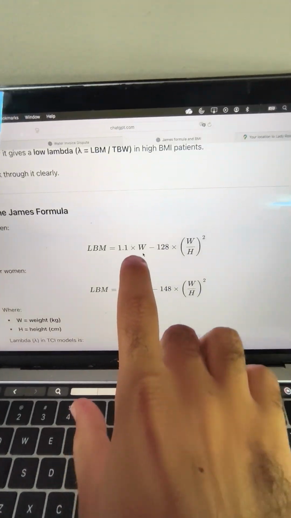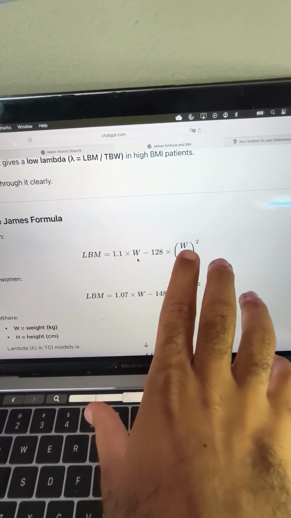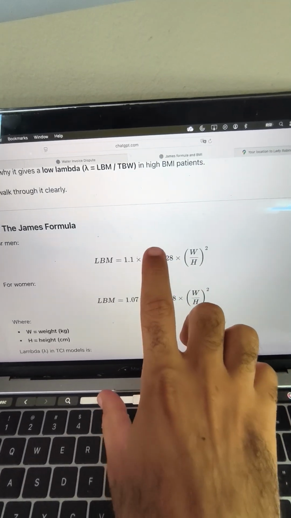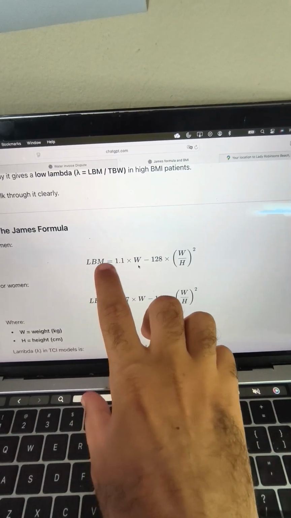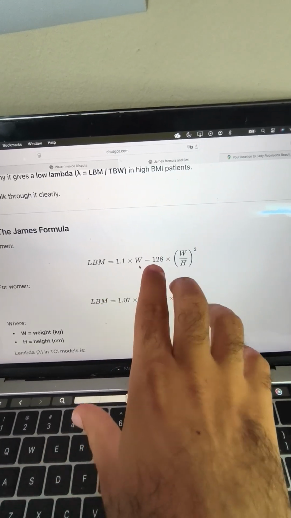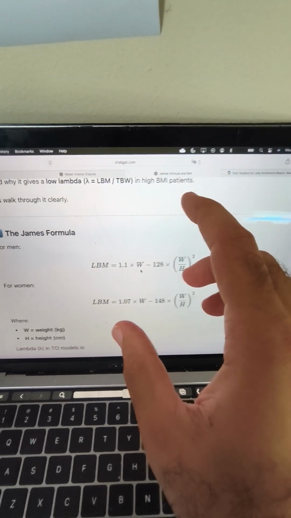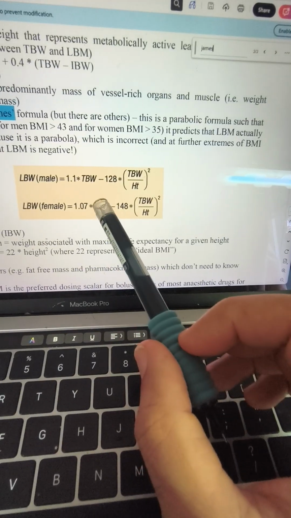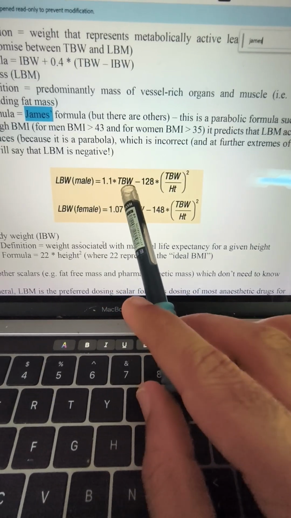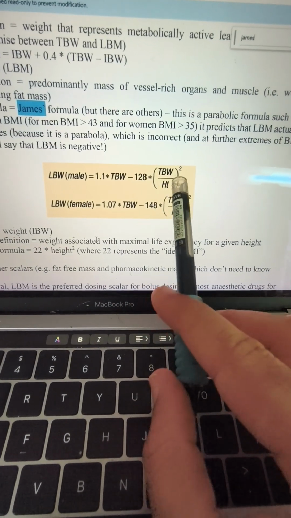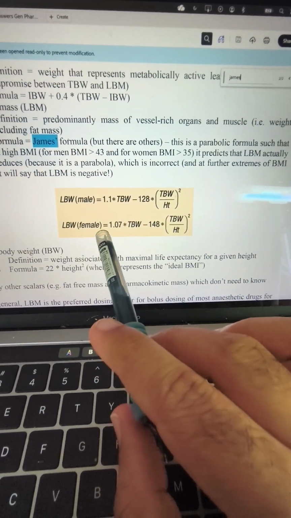The reason why that happens is because lean body mass in the James formula is 1.1 times W minus 128 times W over height squared. Now, if you have someone who's really fat, this number goes up, but this number goes up crazily, so you get a negative number and the lean body mass is really low. Obviously, when someone is fat, they have increased total body weight and also increased lean body mass, so that doesn't work. We need this equation for a different question, but it's important to know lean body weight is 1.1 times total body weight minus 128 times total body weight over height squared, and for females it's 148. I will figure out a way to remember it, but that's just it.